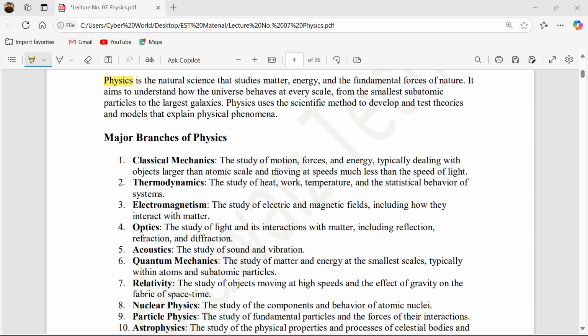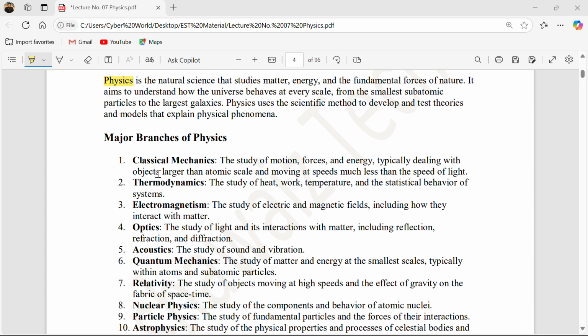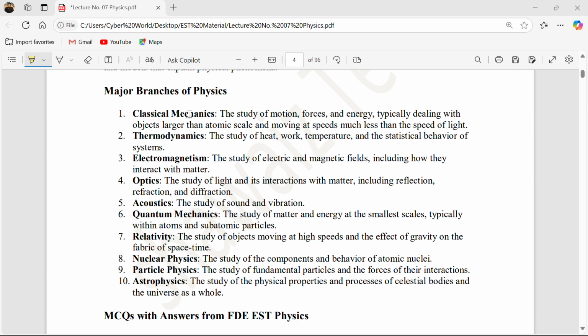Now move on towards the major branches of physics. This is very important. First of all is classical mechanics. What is classical mechanics? The study of motion, force, and energy, typically dealing with objects larger than atomic scale, and moving at a speed much less than the speed of light. If you are concerned with objects larger than the atomic scale, then you are in classical mechanics.